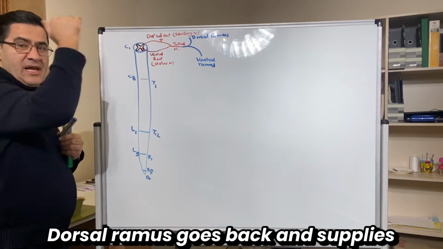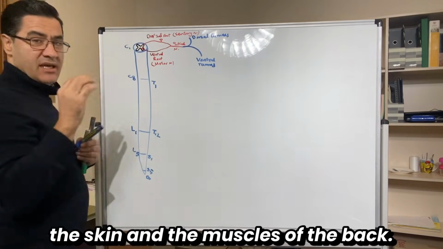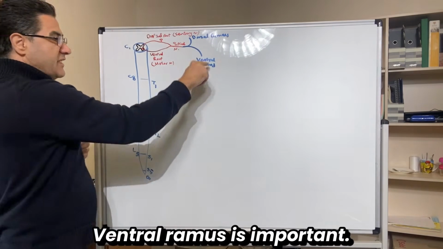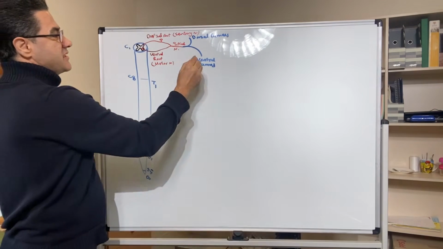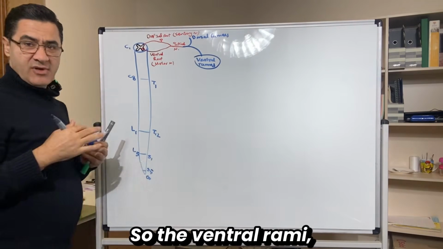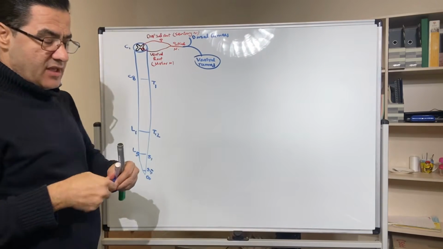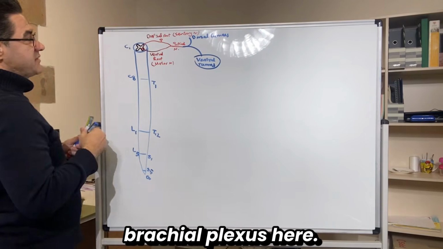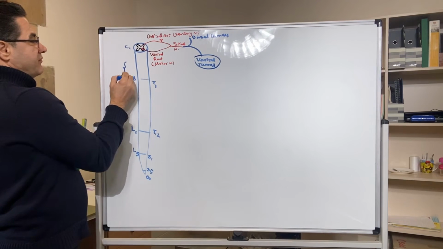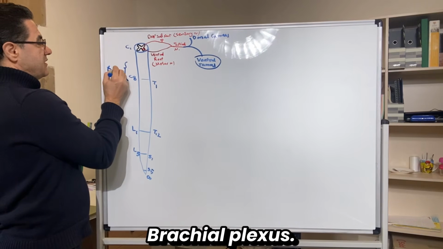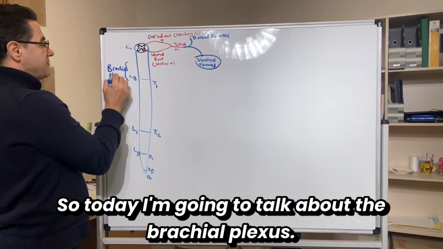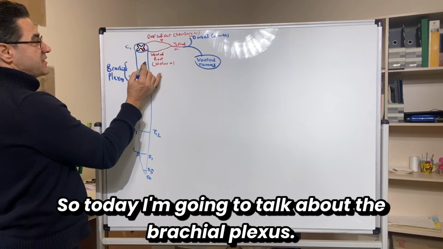Dorsal ramus goes back and supplies the skin and the muscles of the back. Ventral ramus is important. So the ventral rami, they join together, make a plexus. So we have plexus, brachial plexus here. So today I'm going to talk about the brachial plexus.